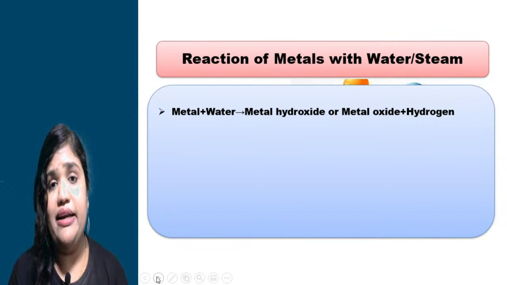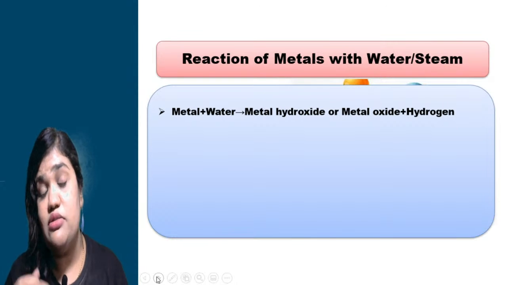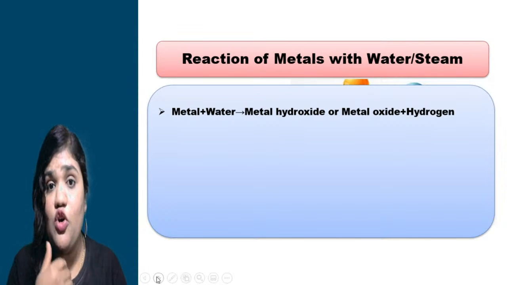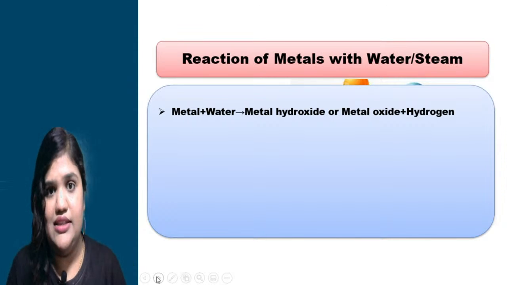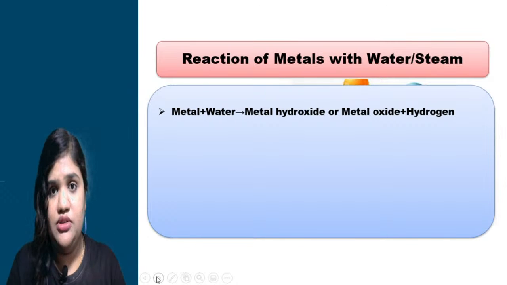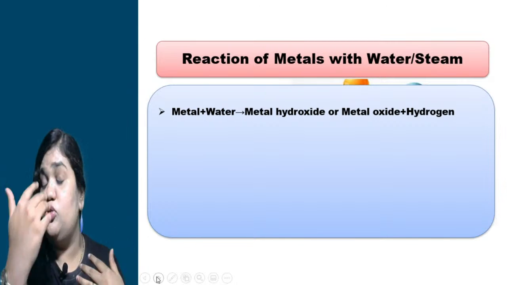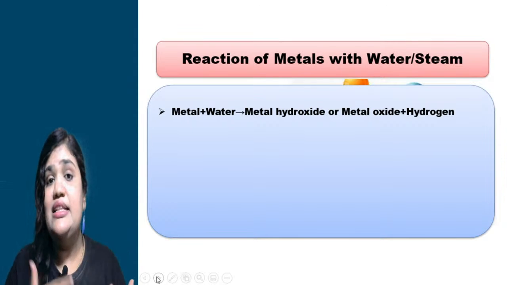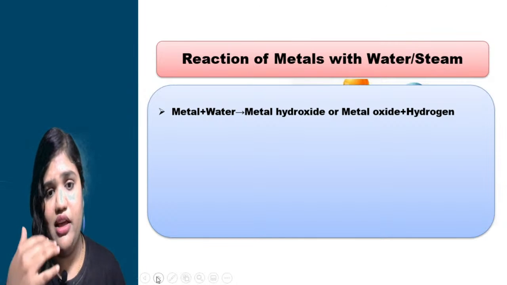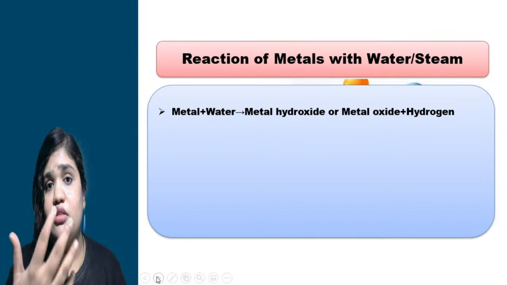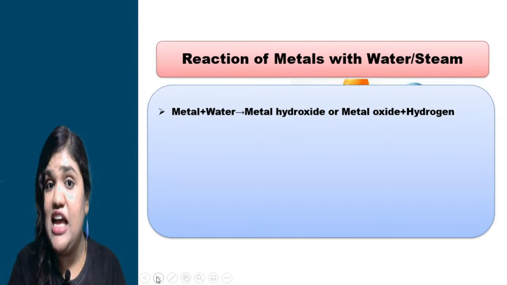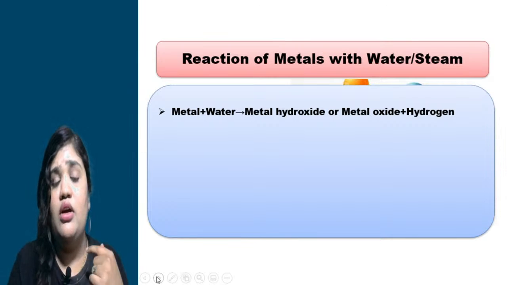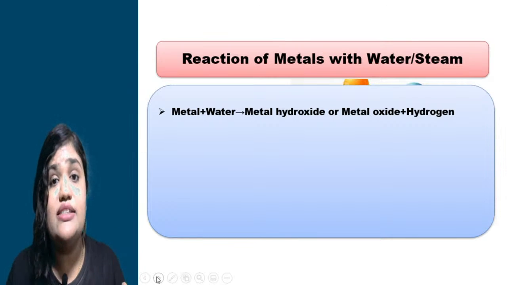Basically, you know that metals are more reactive than non-metals. That's why we are studying the chemical properties of metals and the reactions of metals with various substances. So don't get confused about why there is no reaction with non-metals. Metals are more reactive than non-metals, that's why we are going to see the various reactions in which metals are involved, not the non-metals. So here is the first reaction: metals with water or steam.